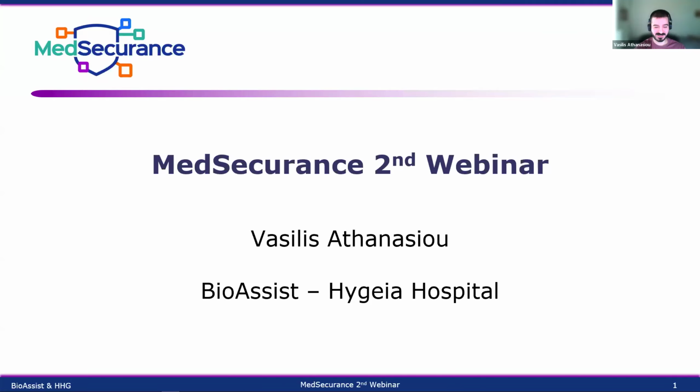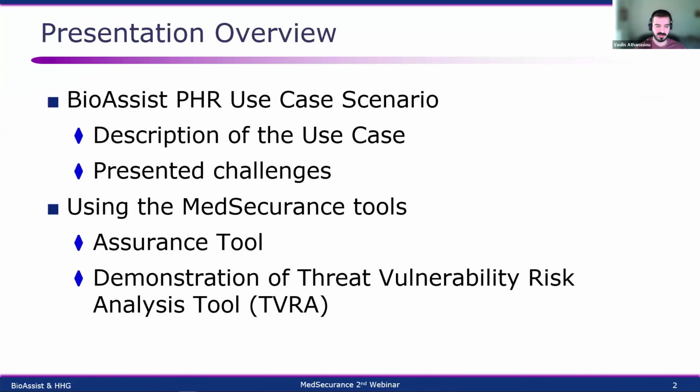So yeah, my name is Vasilis. I represent BioAssist and Hospital for this webinar, and I will be giving you a short description and a demonstration of one of our use case scenarios that we tackled during the project, which involves the personal health record use case scenario. And to do the show, I will give a short description of two of the tools we used for this scenario. One is the assurance tool, and the threat vulnerability risk analysis tool.